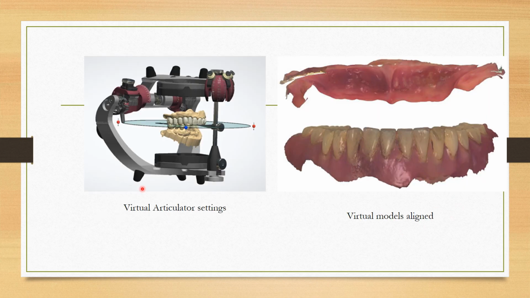Okay, coming to a virtual articulator setting. This is all in the intraoral scanner. You can place your models and rotate this in all the angulations. This is like a fully adjustable articulator, semi-adjustable and fully adjustable articulators, and you can work on the condyle levels. You can increase or decrease the incisal guidance, and you can view it from all the angles. So these are the virtual models aligned.